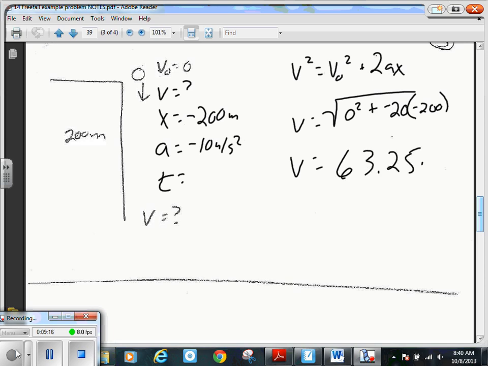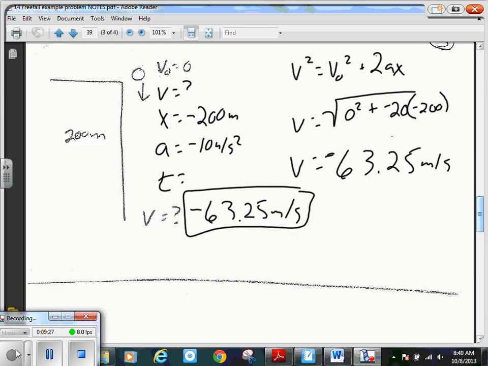So v is 63.25 meters per second in the negative direction. So negative 63.25 meters per second. Okay. Could we find time if we wanted to? Yeah, v equals v sub naught plus at.